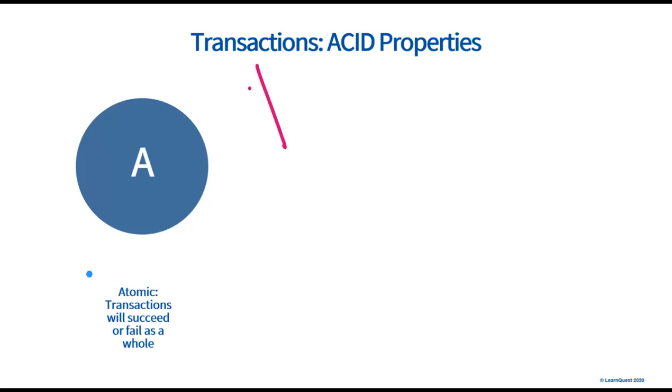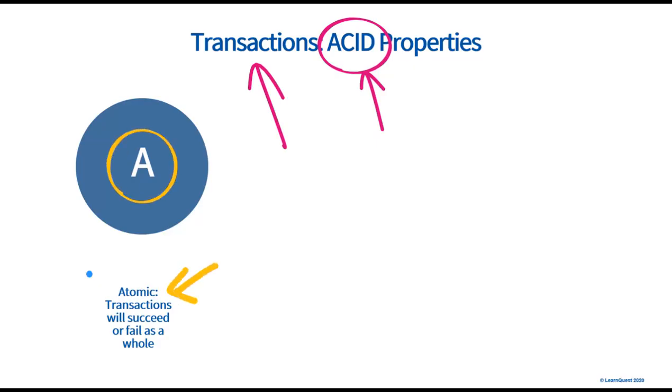While we're on the topic of transactions, I want to tell you that transactions have ACID properties. Sounds kind of interesting, doesn't it? But it's true. ACID properties. The A part in ACID stands for atomic. Atomic transaction simply means that the transaction will succeed or fail as a whole.